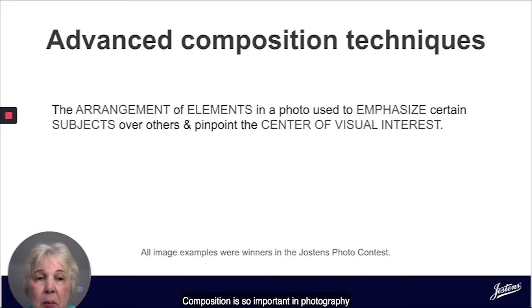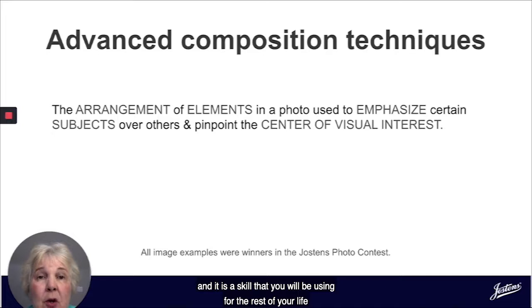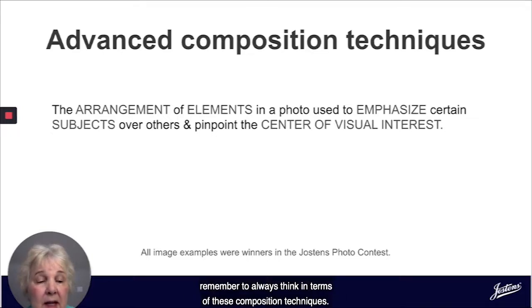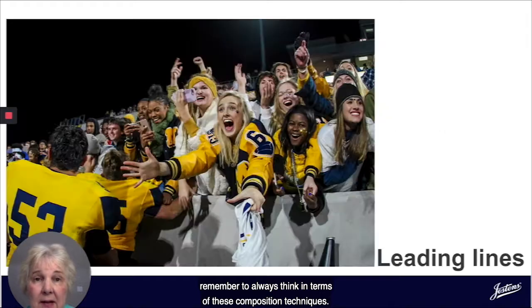Composition is so important in photography because it makes you have stronger images, powerful images, and it is a skill that you will be using for the rest of your life because we're always going to have a camera. Now, whether you are using a DSLR or your cell phone camera, remember to always think in terms of these composition techniques. The first one is leading lines.